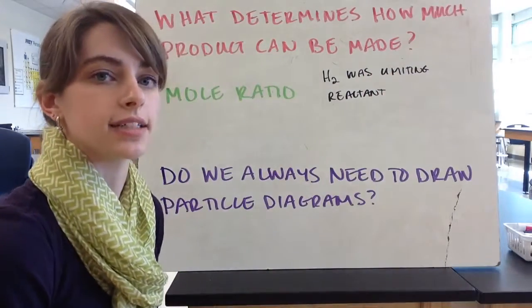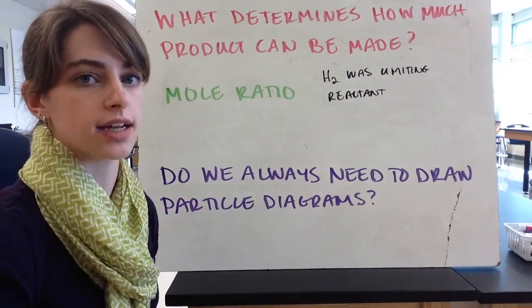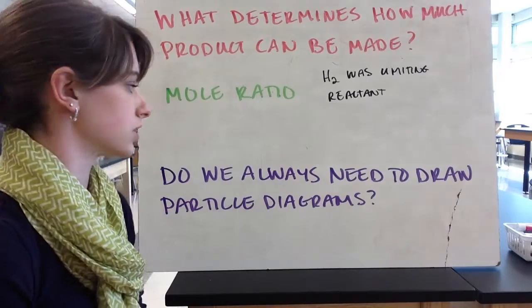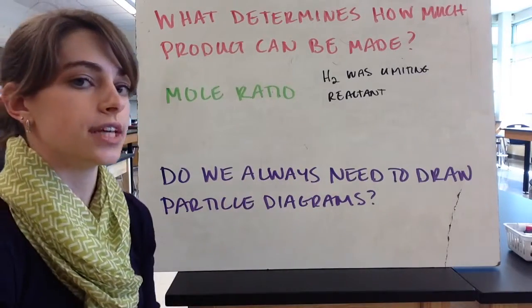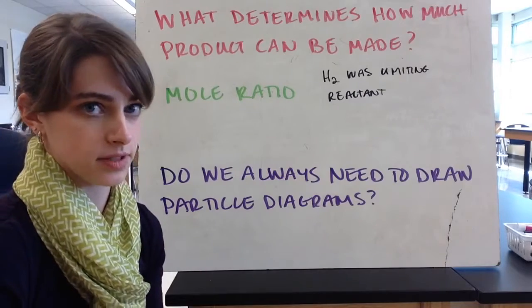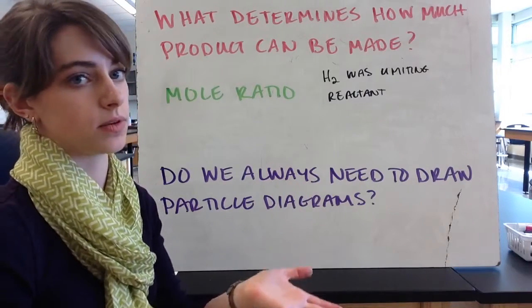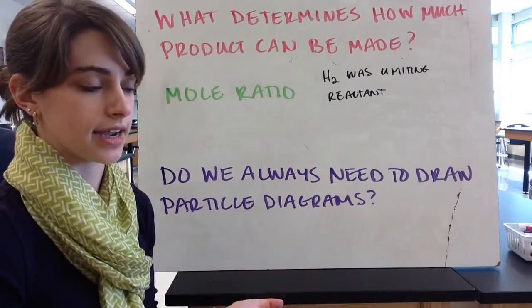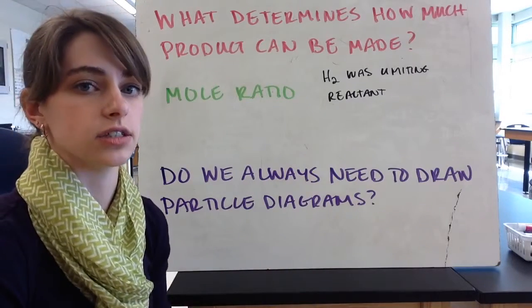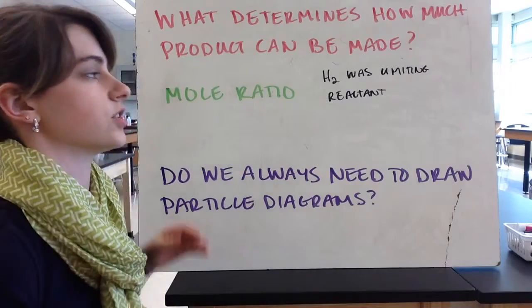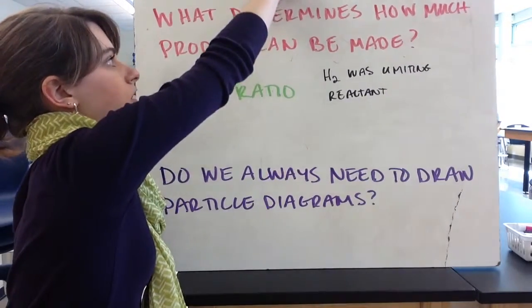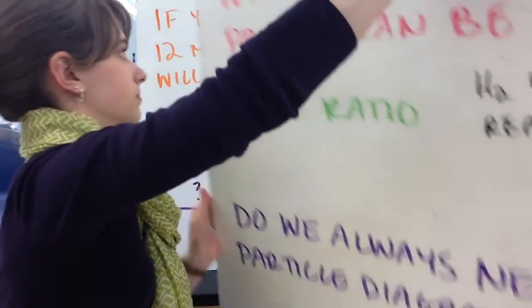Called the limiting reactant because it limits how much product can be made. It's the one that runs out first. So do you think we always need to draw particle diagrams? Which one of those was easier, drawing the particle diagrams or using the BCA table? Some of you might say particle diagrams, but really it's going to become faster to use the BCA tables and just look at the numbers instead of drawing particle diagrams for everything.